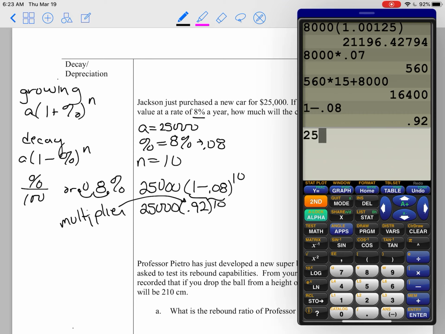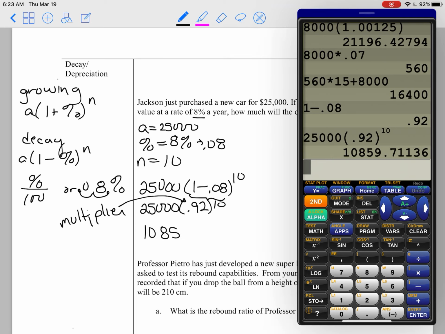Okay, 25,000 times 0.92 to the 10th power. So the car will be worth $10,859.71. Again, we're talking about money. We're not always going to be talking about money, but if we're talking about money, you always go out 2 decimals. Okay, so that's how much the car is worth.